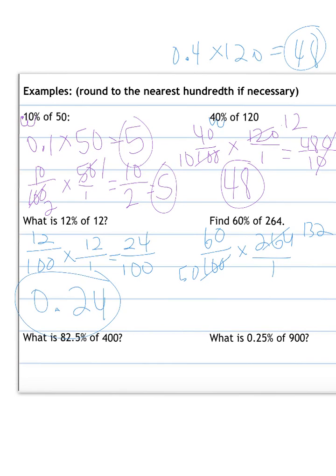132 times 60 equals 7,920. 50 times 1 is 50. Now take 7,920 divided by 50, and you would get 158.4. Okay?